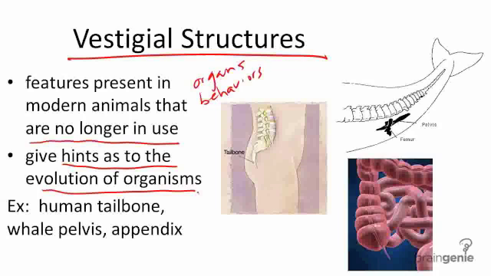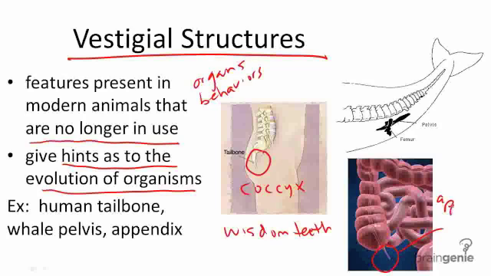In humans, some popular vestigial structures include the coccyx or the tailbone, wisdom teeth, and our appendix, right here. We could choose any one of these structures and discuss what the original purpose was and why it has reduced in structure, or in other words, become smaller or less pronounced.